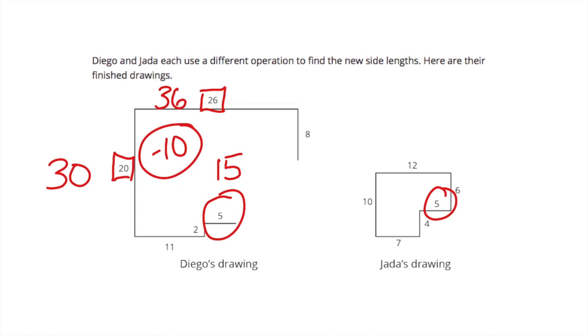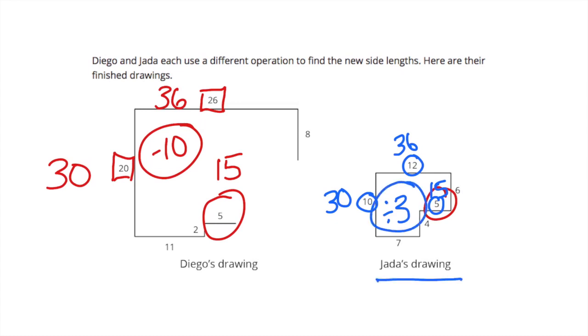Let's look at what Jada did. So going with the same idea, her original side of 30 became 10, 36 became 12, and 15 became 5. Now, probably most of you are thinking divide by 3, right? But here's the problem. Jada's drawing is a scaled copy. We've always said that to do a scaled copy, you must always be multiplying.